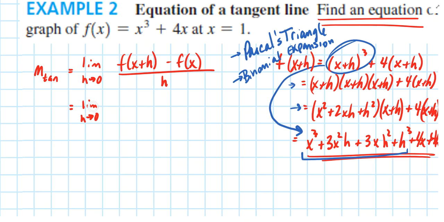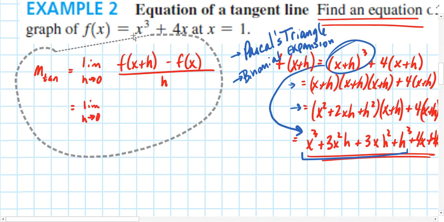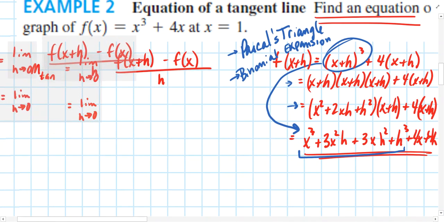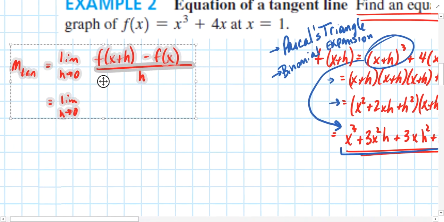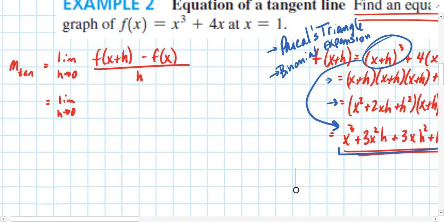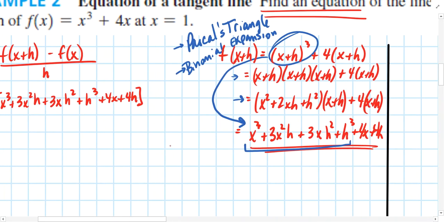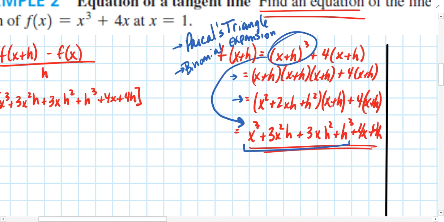I didn't leave myself a whole lot of room, so I'm going to cheat a little bit and give myself some space. I'll slide all of this over just to give myself plenty of room to work here. And I'm going to copy the result of f of x plus h into the beginning of this difference quotient expression. That's the result that we got at the end over here.